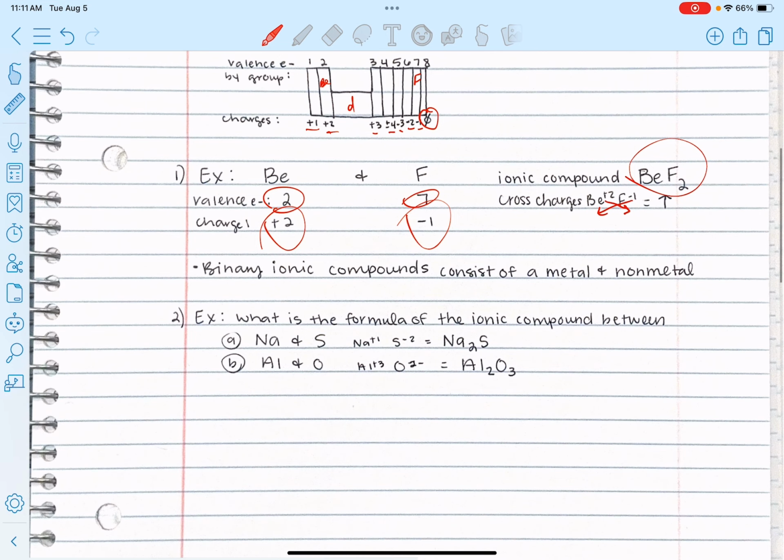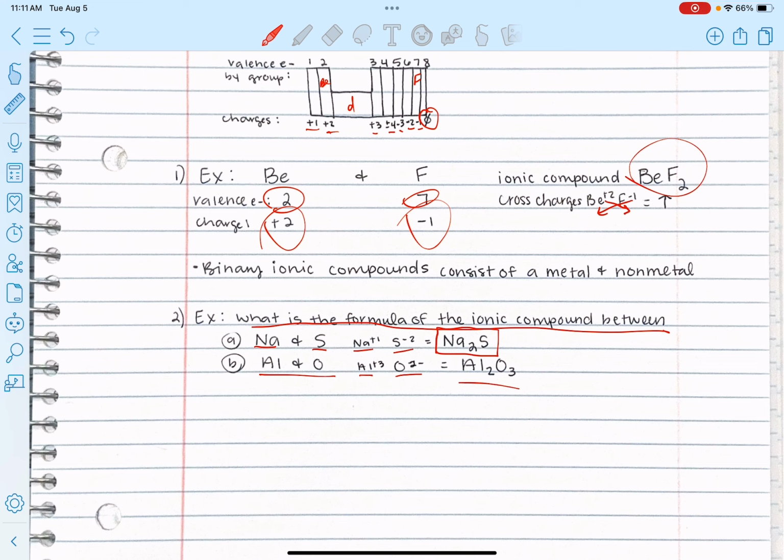Okay, second example. You're asked to determine the formula of the ionic compound between sodium and sulfur. We're going to do the exact same thing. Sodium makes a +1, sulfur a -2. We're going to cross those charges to the bottom of the opposite element and remove the sign, because once they come together, they form a neutral compound. So we end up with 2 atoms of sodium and 1 atom of sulfur bonded together. Aluminum and oxygen: we have aluminum with a +3, oxygen with a -2. We cross those over to get Al2O3.